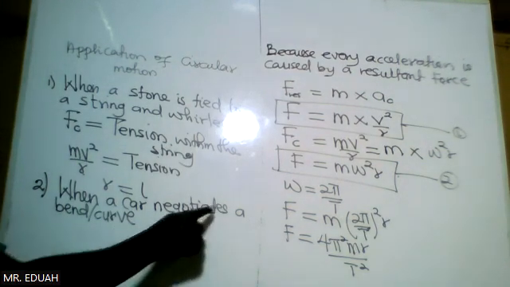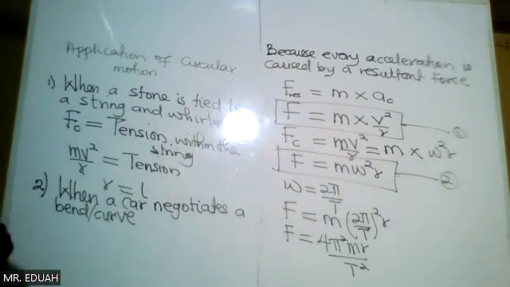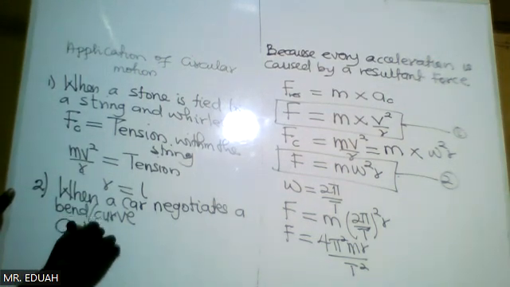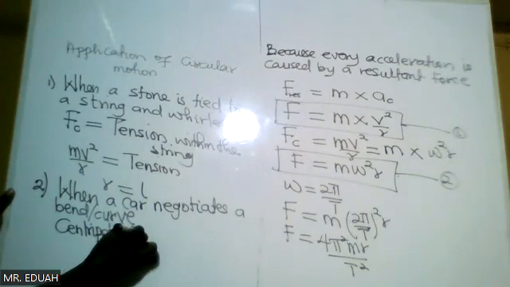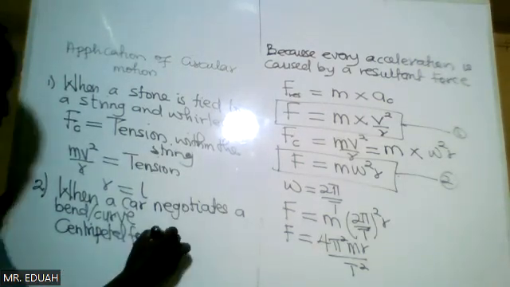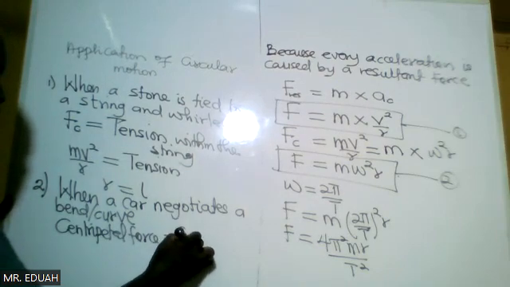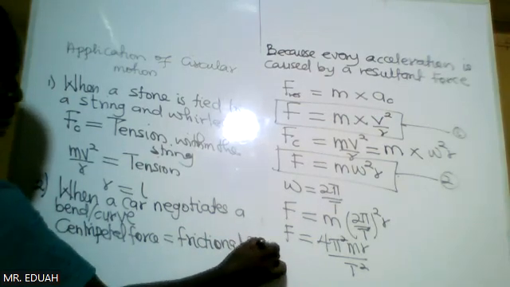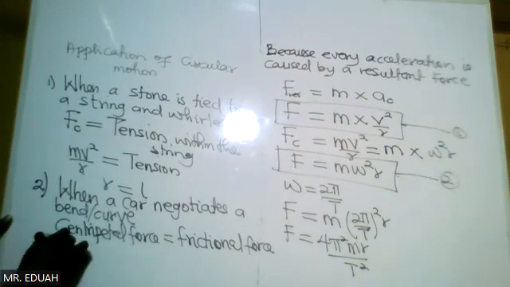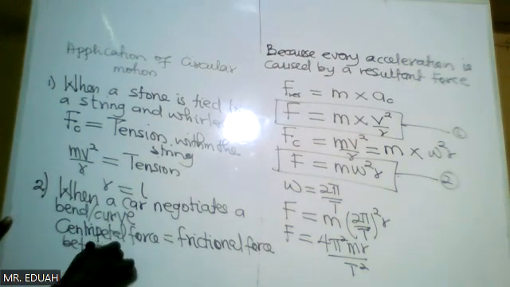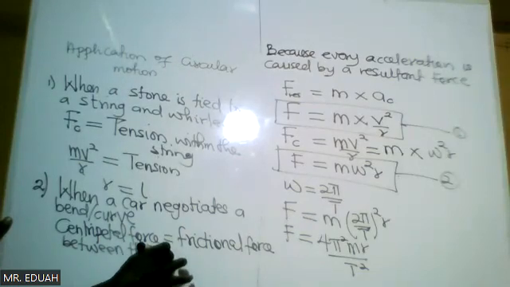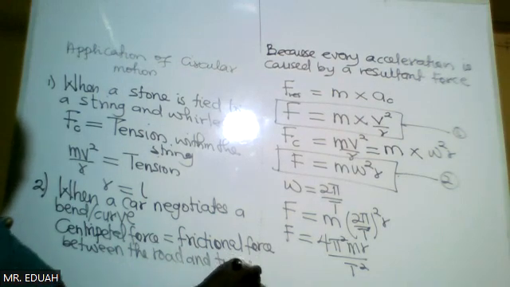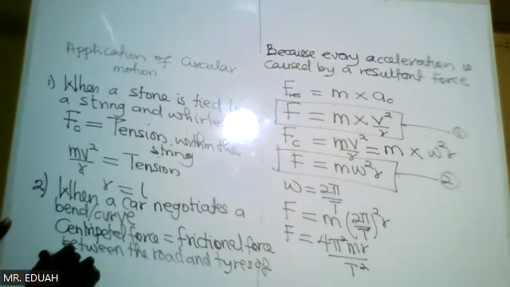So when a car negotiates a bend or curve, the centripetal force is equal to the frictional force between the road and the tires of the car.